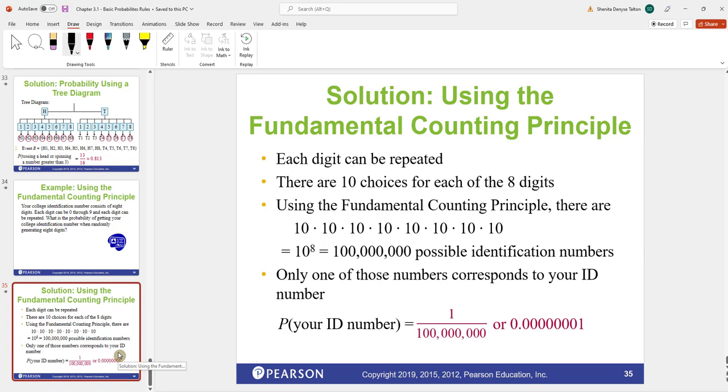And as you can see, it's 0 pretty much. It's 0.000 and so on, all the way to 1. So that's very close to 0.